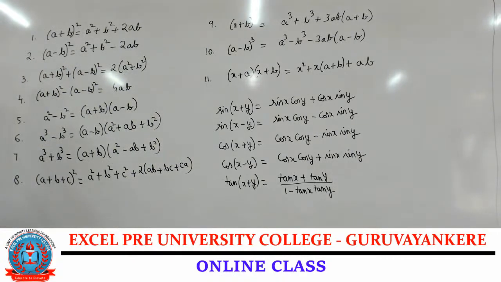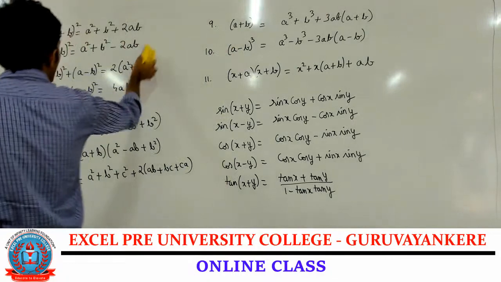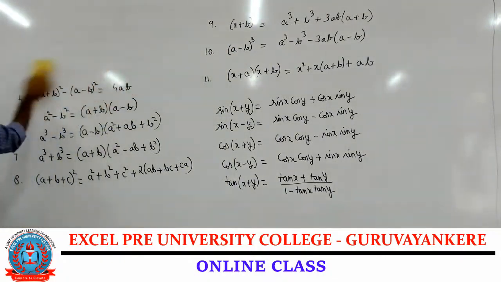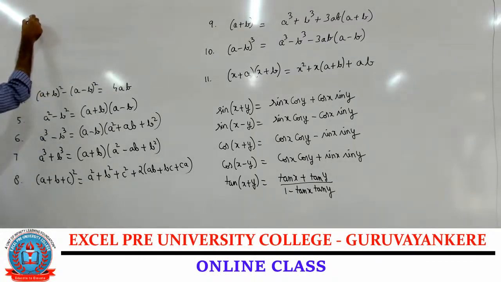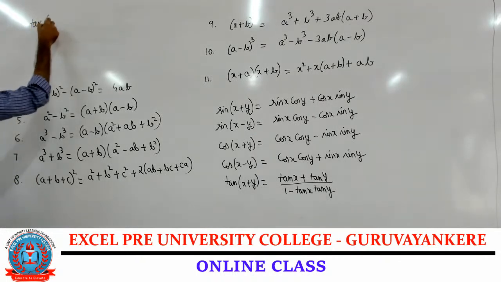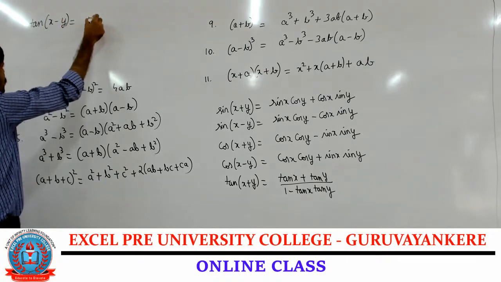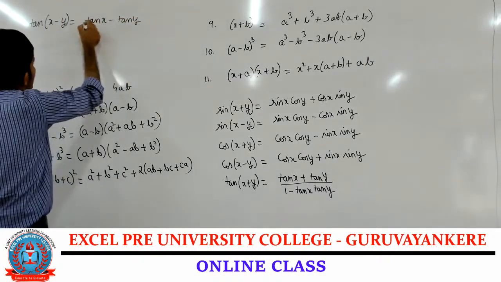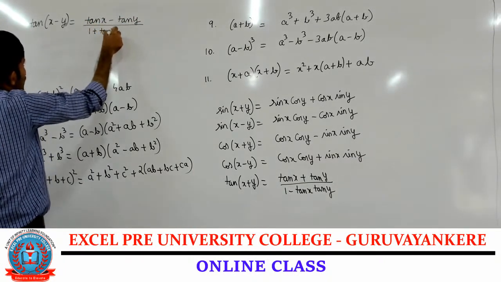Next we have tan of x minus y. Tan of x minus y is equal to, can you make a guess for this? Tan of x minus y is equal to tan x minus tan y divided by 1 plus tan x into tan y.